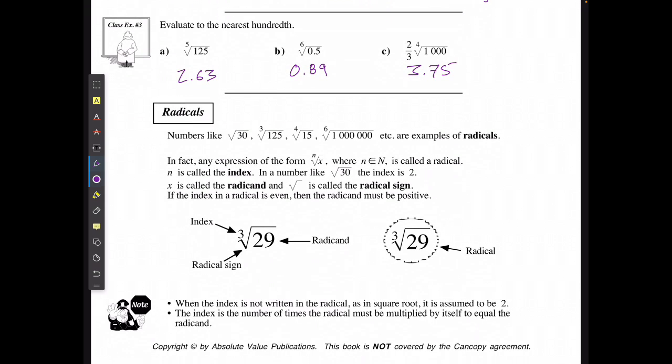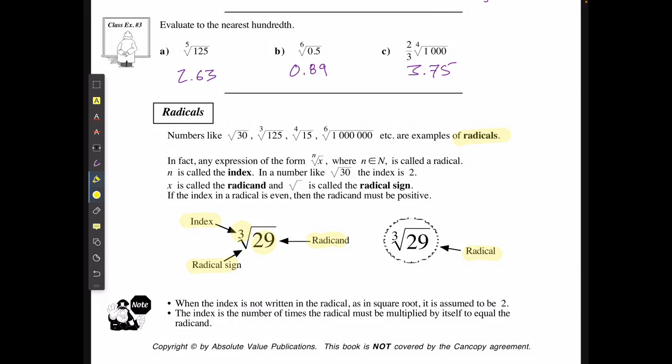Now, any number with this root sign is what we call a radical. A radical is made up of 3, sometimes 4 parts. A radical has the number on top of the radical symbol or root symbol, which we call the index. It's going to have that radical sign that looks like a weird little check mark, and then it's going to have the radicand, which represents the number inside. This entire thing is called a radical.